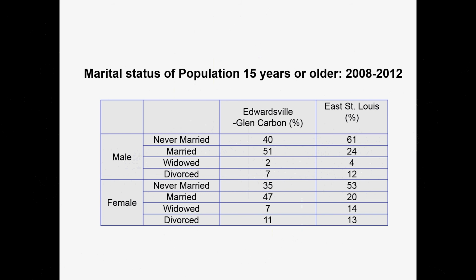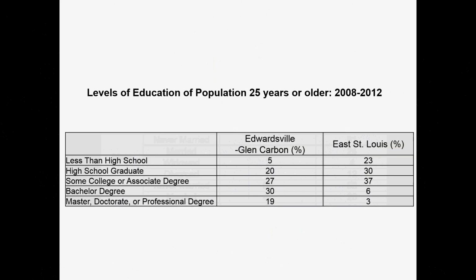On marital status, in the Edwardsville Glen Carbon areas about 40 to 51% are married, but in East St. Louis, 61% are not married, and only 24% are married. So you are talking about many people who really do not have a normal family life at all in East St. Louis. That may have a fundamental influence on children.